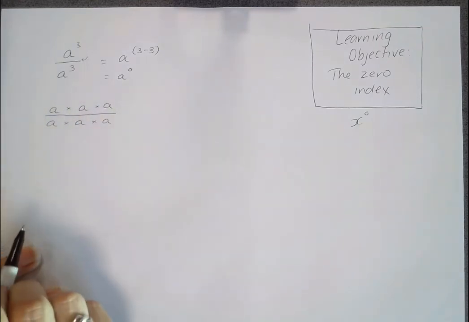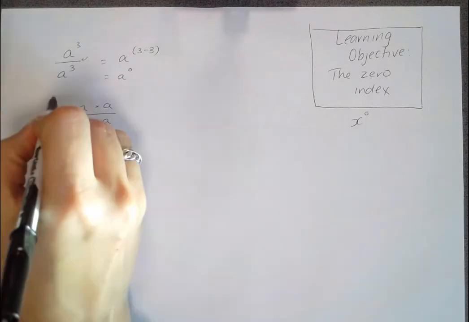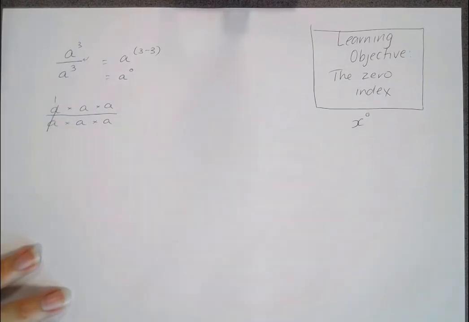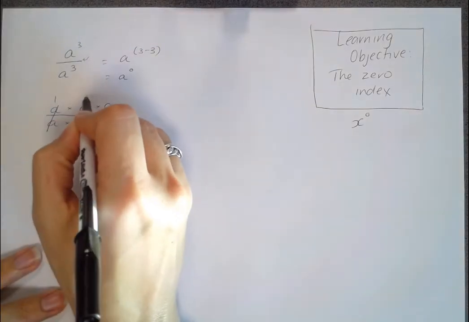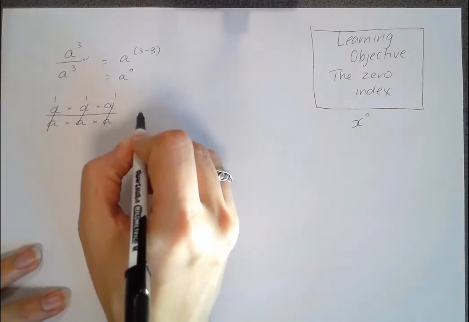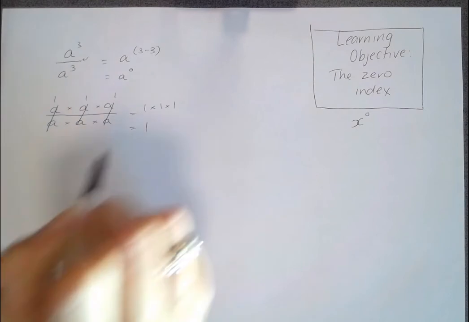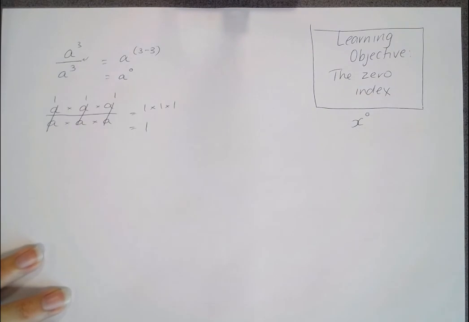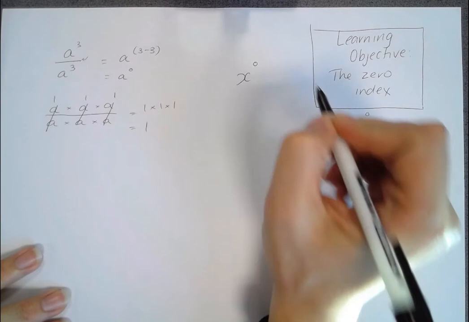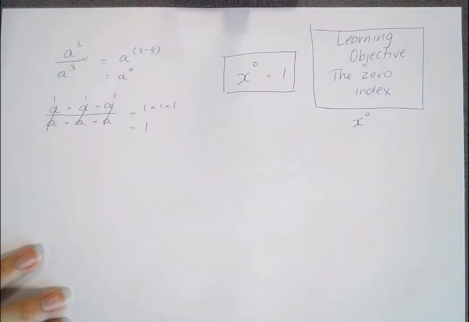So if we are dividing a by a, we know that the answer we get is 1. So there is one a in a. Same thing over here, a divided by a is 1, and a divided by a again is 1. So what we're left with really here is 1 times 1 times 1, which is going to give us an answer of 1. And this is the trick with the zero index, is that everything to the power of 0 is going to equal 1. Okay, that's it. It's that simple.